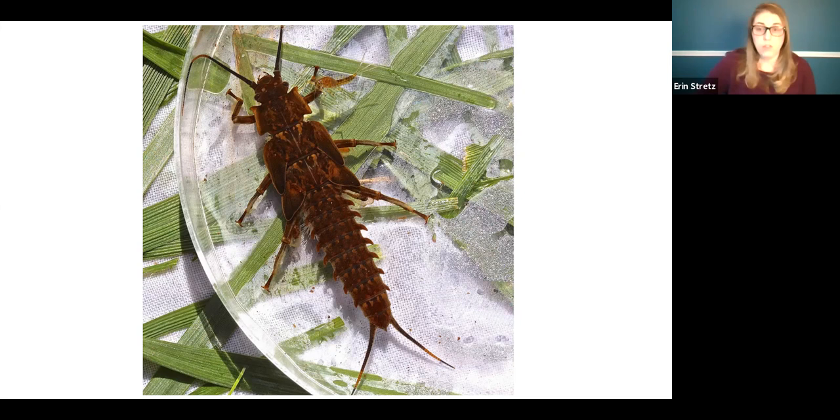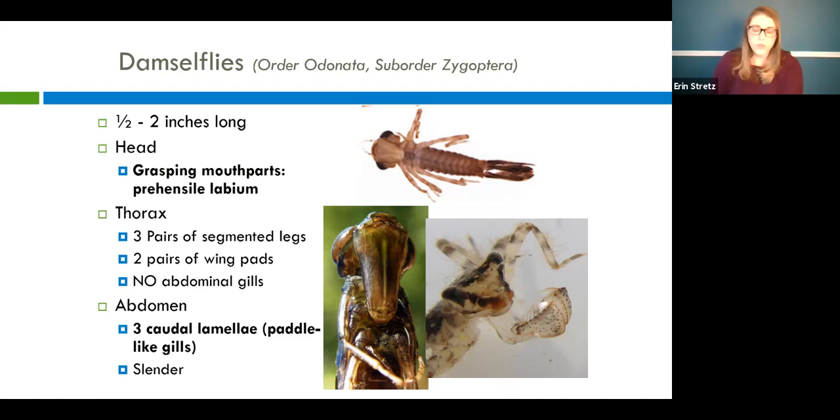All right, on to damselflies. The damselflies and dragonflies are basically cousins. They have a lot of structures in common with each other. But damselflies are a little bit more delicate. They're thinner, more slender. And at the end of the body, they have three gills. They look like three tails, but they're more paddle-like, they're wider.